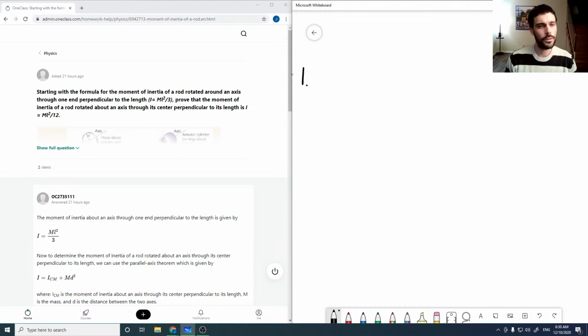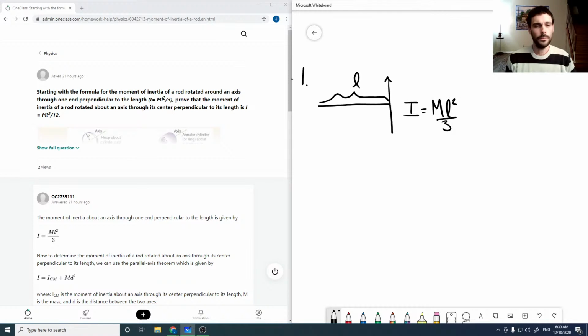So starting with the formula for the moment of inertia of a rod rotated about an axis through one end perpendicular to its length. So that would be something like this, where this is the axis and that's the rod of length L. Then the moment of inertia is given as mL squared over 3.